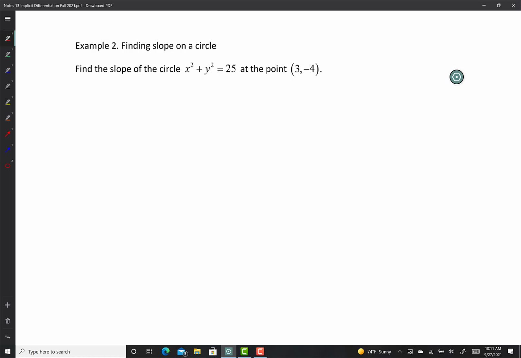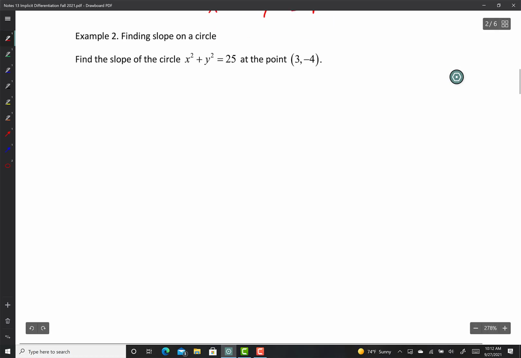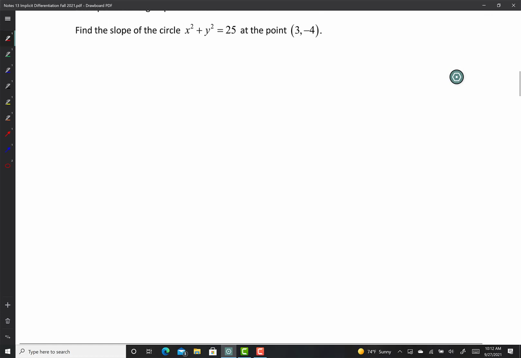Hopefully you know that x squared plus y squared equals 25 is a circle with a radius of 5, but if you don't know, that's fine. This is the equation of a circle centered at the origin, right? Yeah, the equation of a circle centered at the origin is this, guys. And they go, find the slope of the circle x squared plus y squared equals 25 at the point (3, negative 4). Should we do it the old way and then do it the new way, or do you want me to do it the new way first? Okay, explicit first.